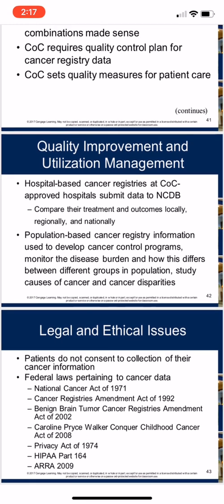And the other thing I wanted to pull out is population-based cancer registries provide frequencies, incident rates, and in some cases prevalence rates for cancer in the population they serve. This information is used to develop cancer control programs, monitor the disease burden and how it differs for different groups in the population, map the disease burden, and generate hypotheses for studies to determine causes of cancer and cancer disparities.